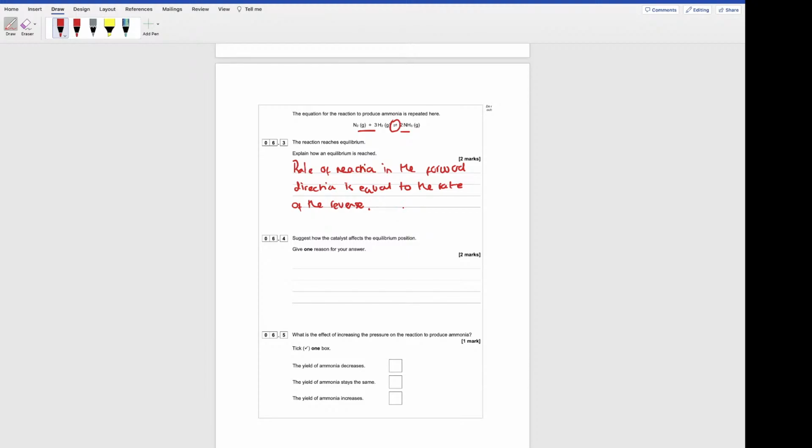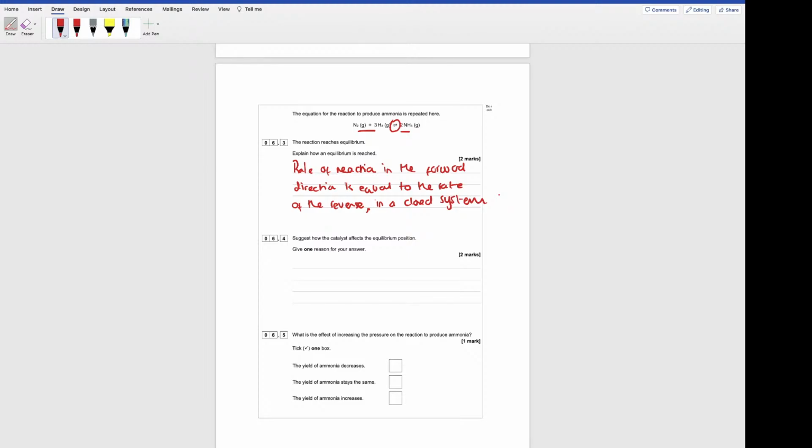Now this only happens if it's in a closed system. Meaning nothing can get in or out, because if we let any products or reactants escape, especially when they're gases, then they won't be there to react. So we have to be in a closed system. The rate of the forward reaction is equal to the rate of the reverse. Now this is also the definition for dynamic equilibria. So if you want to write this on a flashcard, that might be useful.